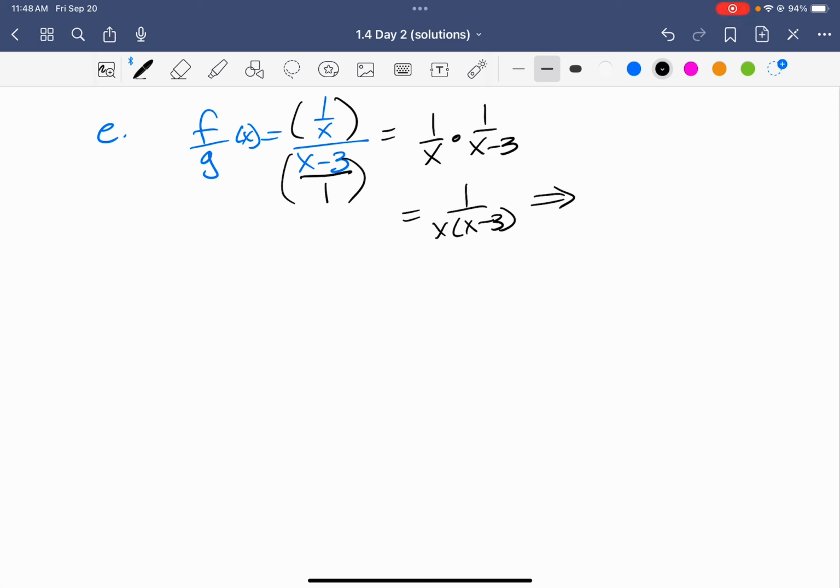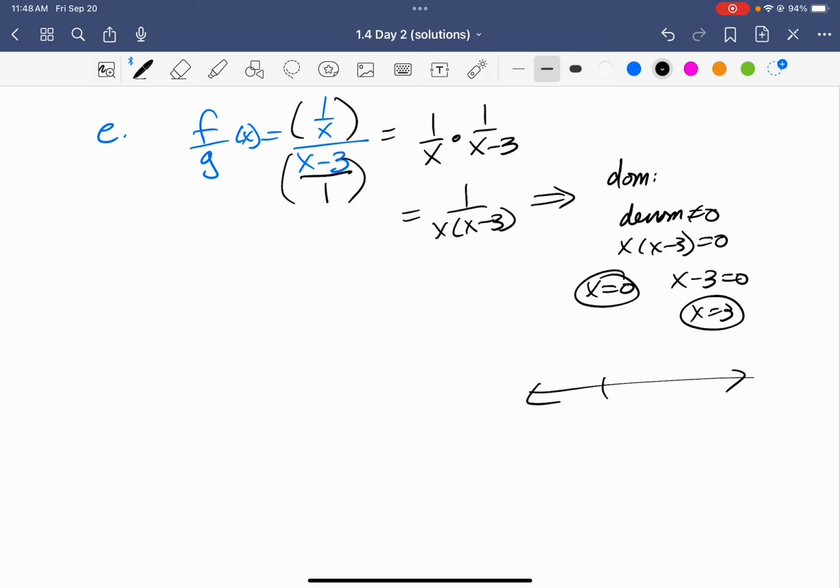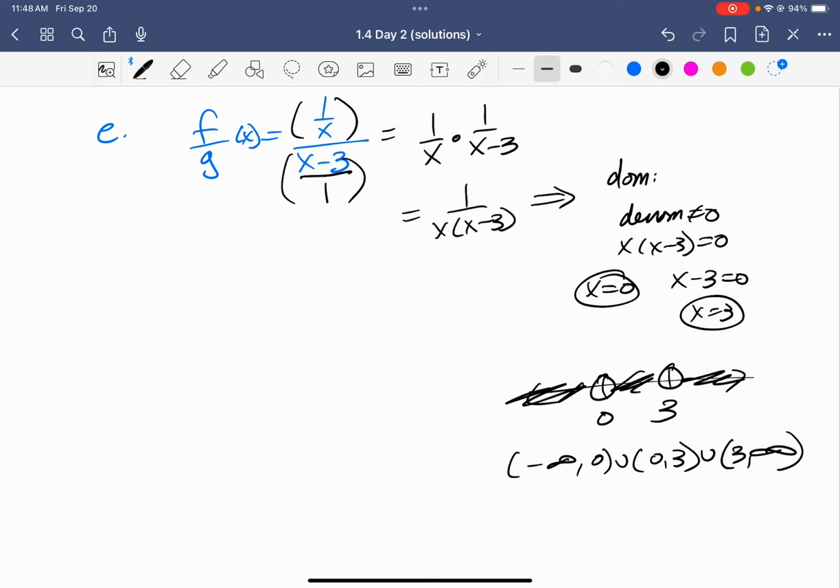I think in this case, it didn't ask us to find the domain, but if you did want to find its domain, we would not want the denominator to be equal to 0. So I'd set this equal to 0, which means x can't be 0, and x can't be 3. So you take your number line, not your fraction, take your number line and say you can be anything but those values. And it didn't ask for the domain, but we could say that the domain is from negative infinity to 0, 0 to 3, and 3 to infinity.